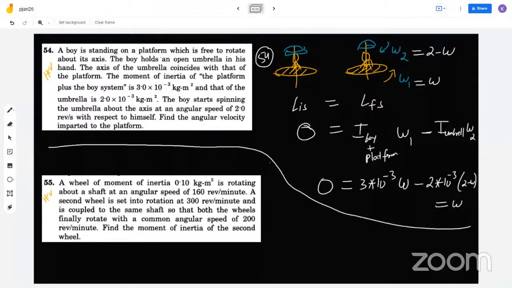So 4. How much? 4. Omega is 4. No, 2 से कम होना चाहिए. नहीं, फिर गड़बड़ हो जाएगा. 2 से कम होना चाहिए ना? Because one is omega, the other one is 2 minus omega. दोनों का sum must be 2. Something wrong? कुछ calculation है? Okay. So 4 by 5. 4 by 5.